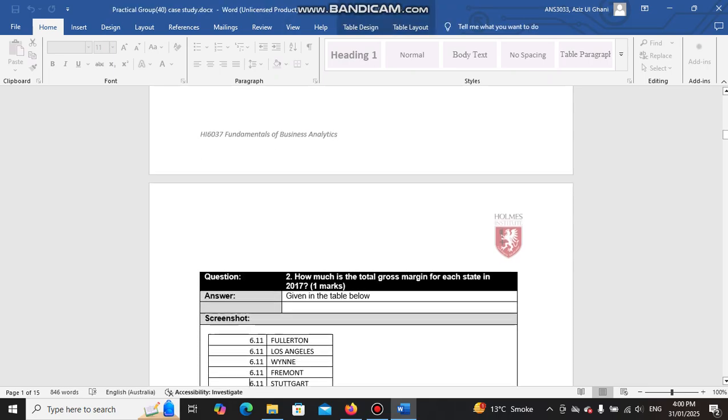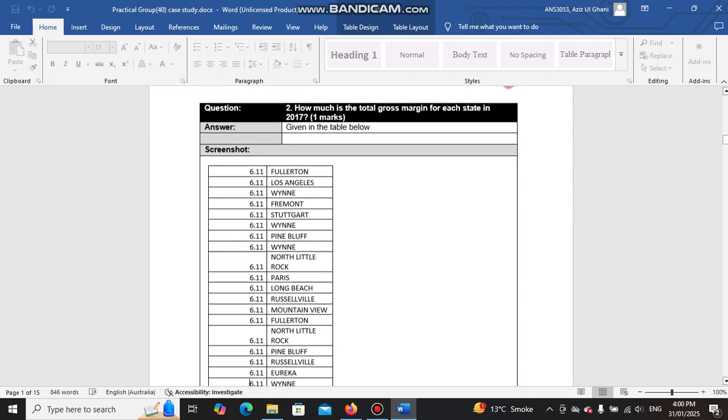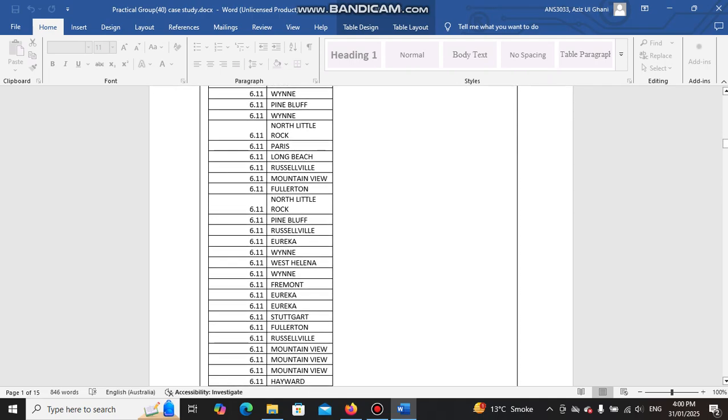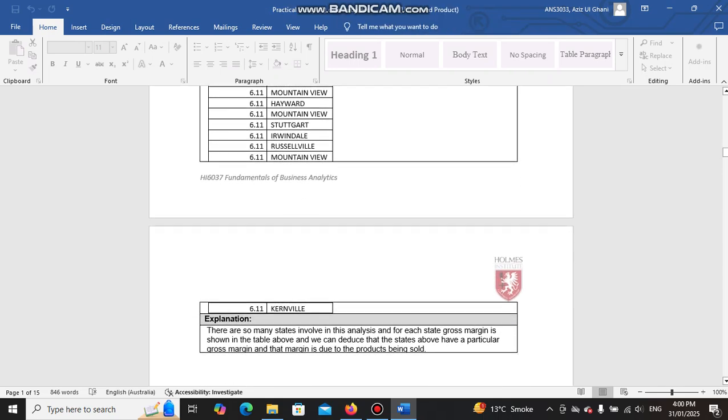The next question we have to discuss is what is the total margin for each state. Here we have the table showing the gross margin for each state. There are many states involved in this analysis, and for each state the gross margin is shown in the table. We can deduce that the states have particular gross margins, and that margin is due to the products being sold.